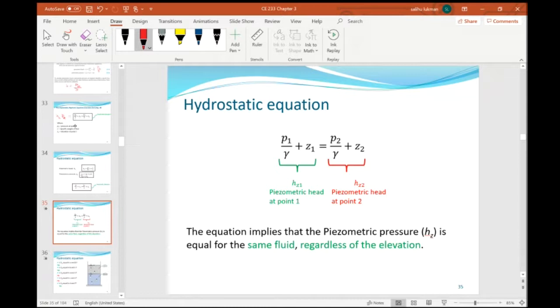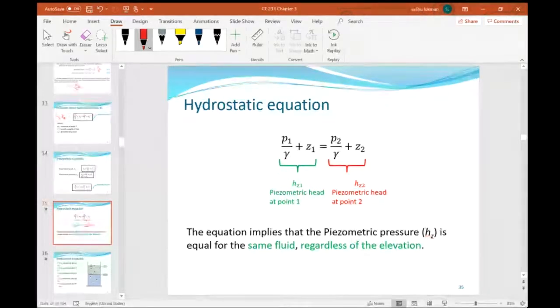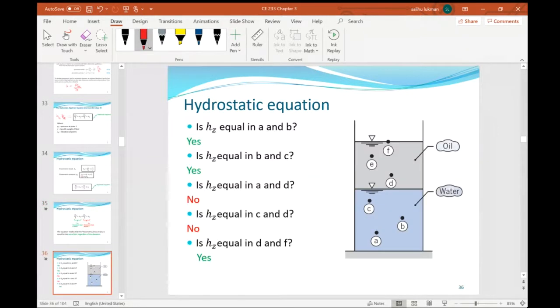Now we said for different points, point 1 and 2, they have the same piezometric head. The equation implies that piezometric pressure is equal for the same fluid regardless of the elevation. Someone will say, but we mentioned that pressure increases with depth. Yes, it does, but the piezometric head, which is the sum of the elevation head and the pressure head, when you add them up, remains the same. We'll explain this with this example.